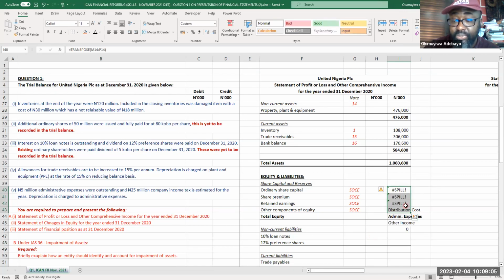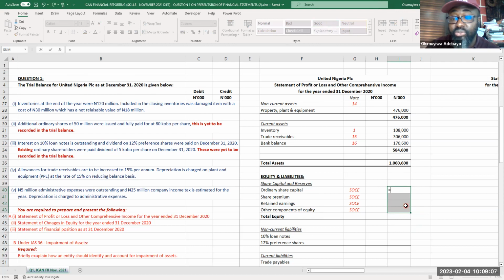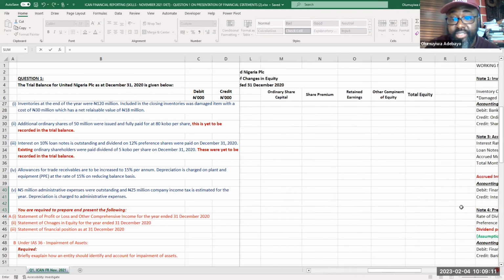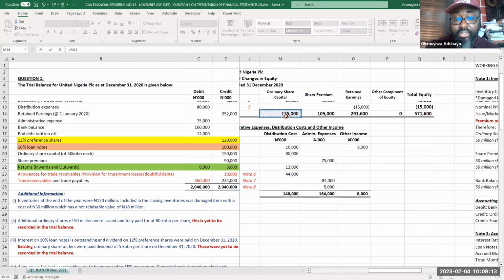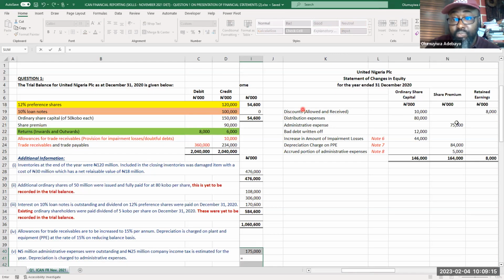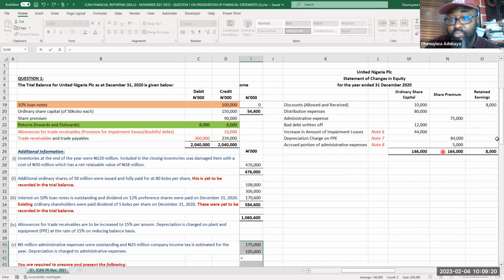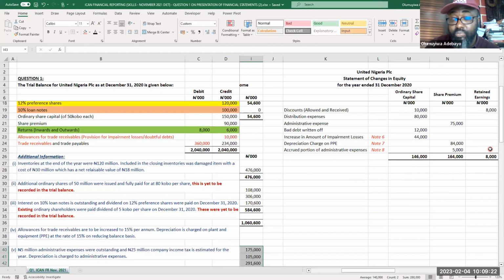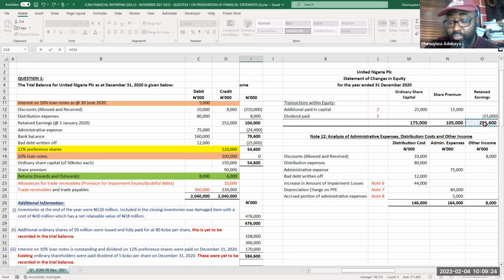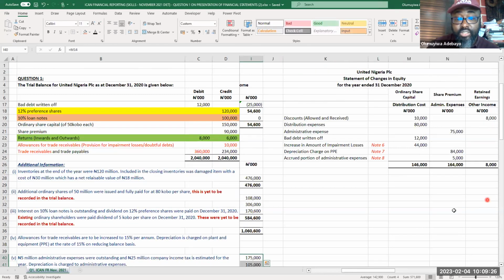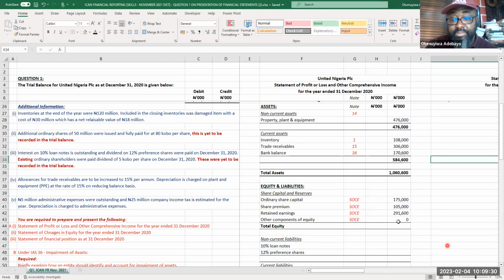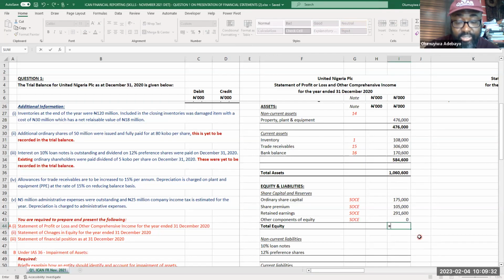Sorry, let me take it up. Let me do it one by one. I don't know why it's failing. Therefore, that's my statement of changes in equity, which will give me my total equity.